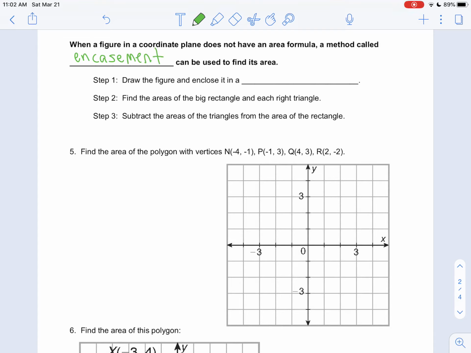Encasement usually means you enclose something inside something else. You can even see the word enclose right here. Look at that. I almost know what I'm talking about.